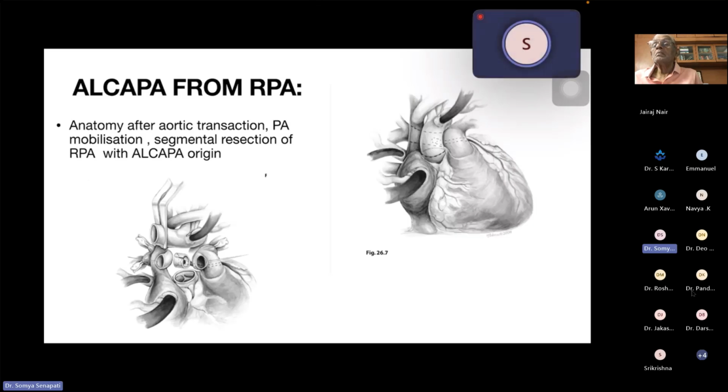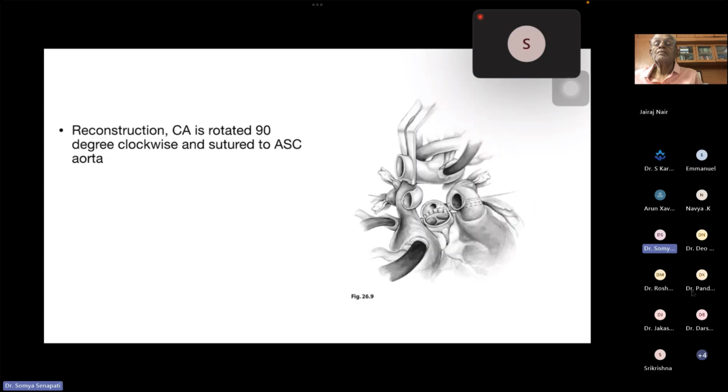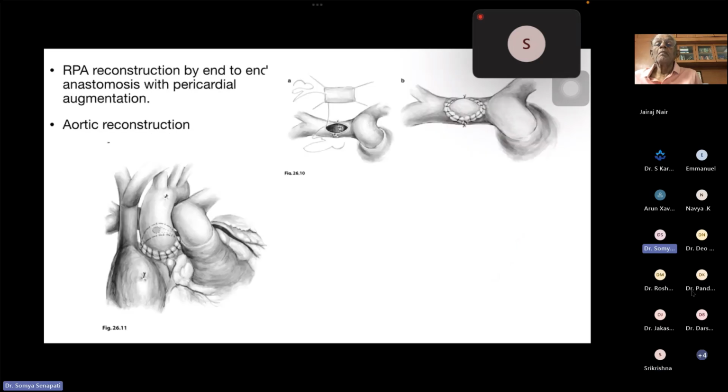Next, we will see how to repair an anomalous coronary artery which originates not from the trunk, but from the right pulmonary artery. In this case, we have to see the anatomy properly. After aortic transection, the PA is mobilized fully and segmental resection of the right pulmonary artery is done where the aorta originates. Then the coronary artery is rotated 90 degrees clockwise and sutured to the ascending aorta. RPA reconstruction is done by end-to-end anastomosis with pericardial augmentation, and aortic reconstruction is done by a single or double suture.